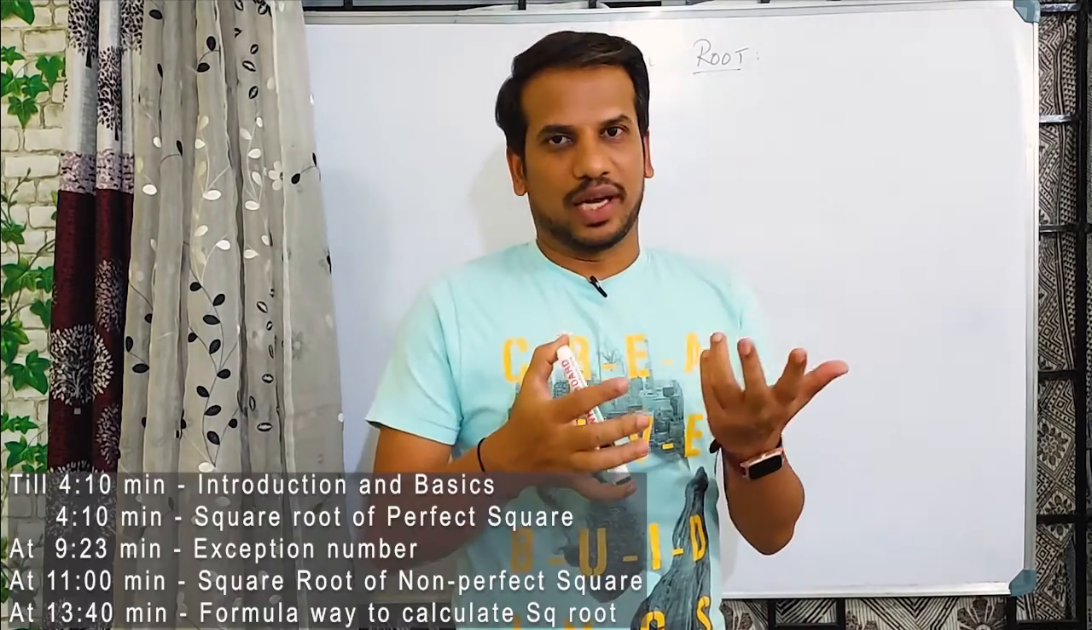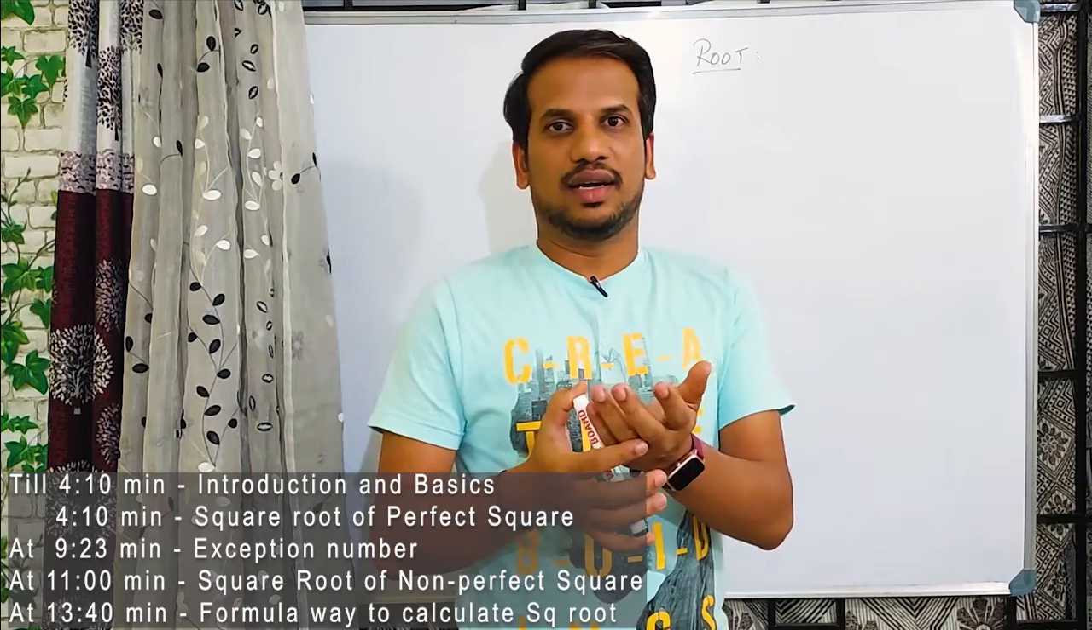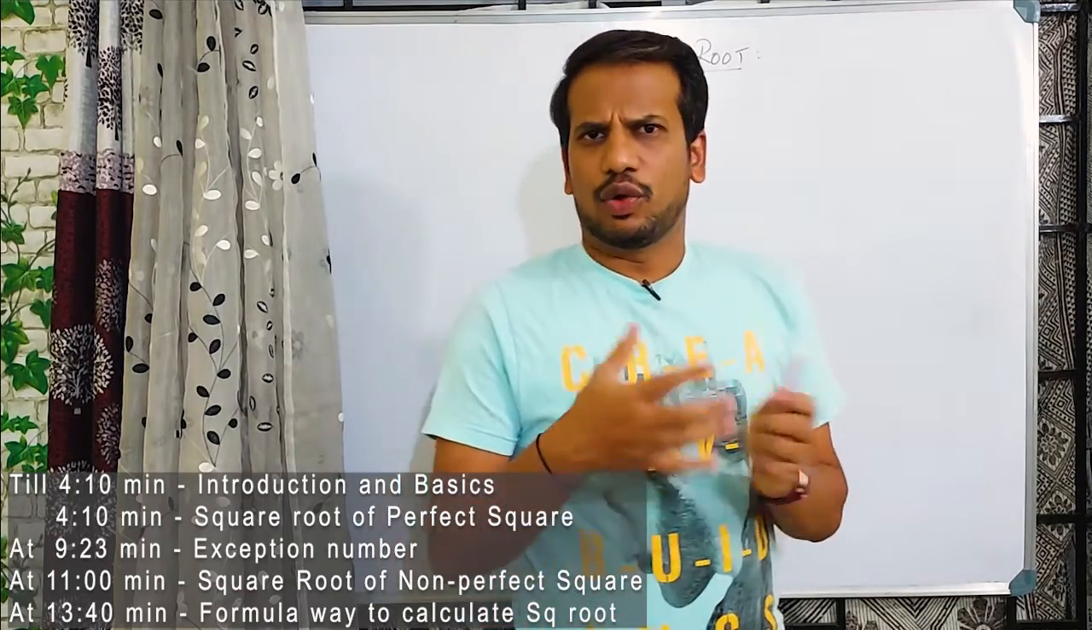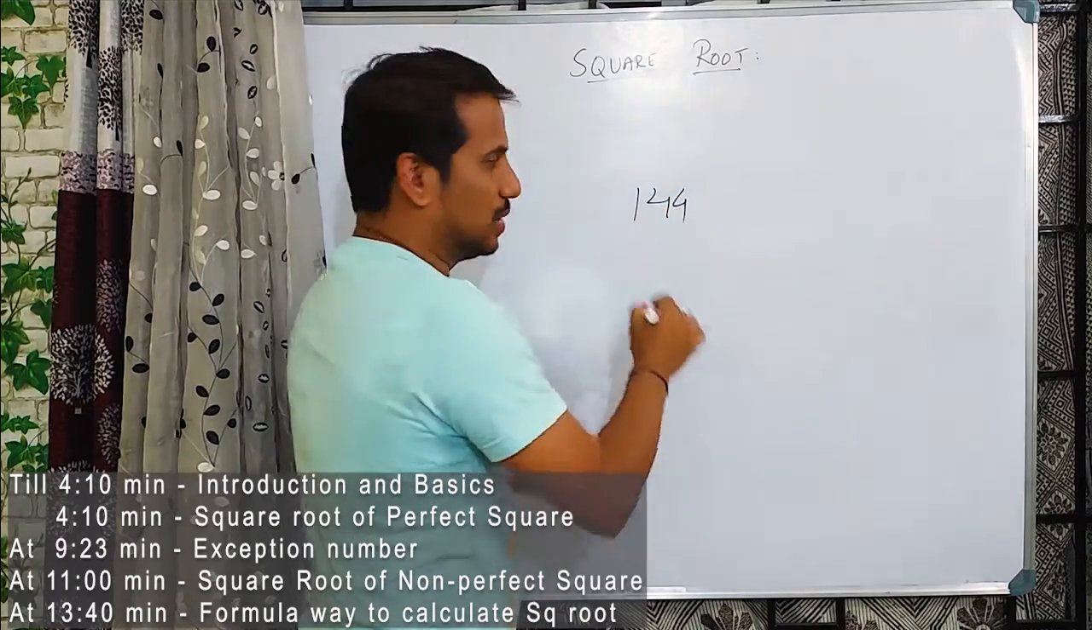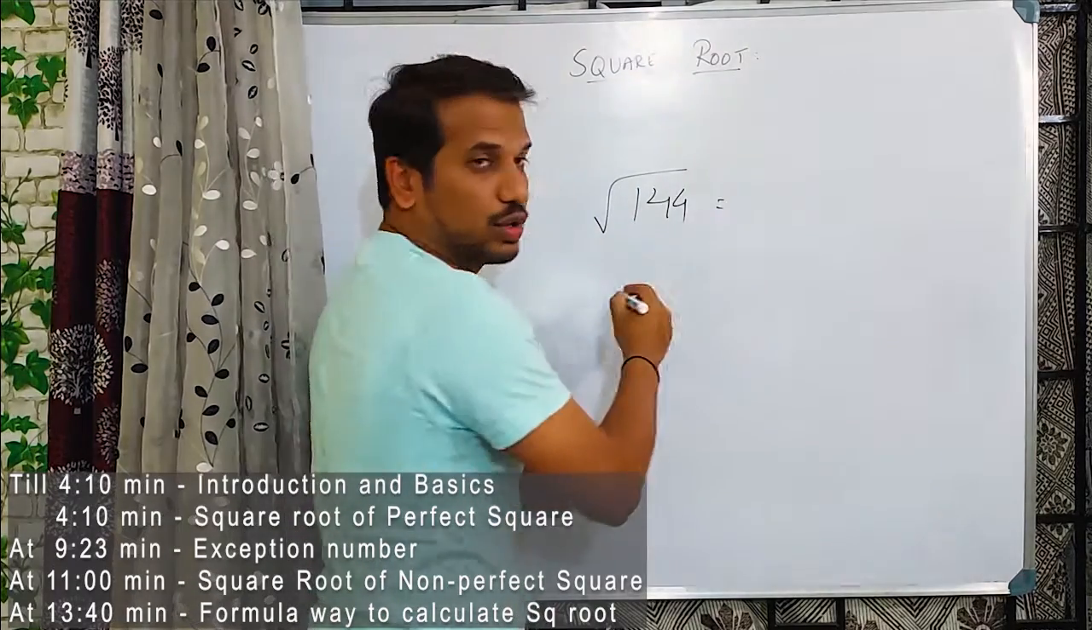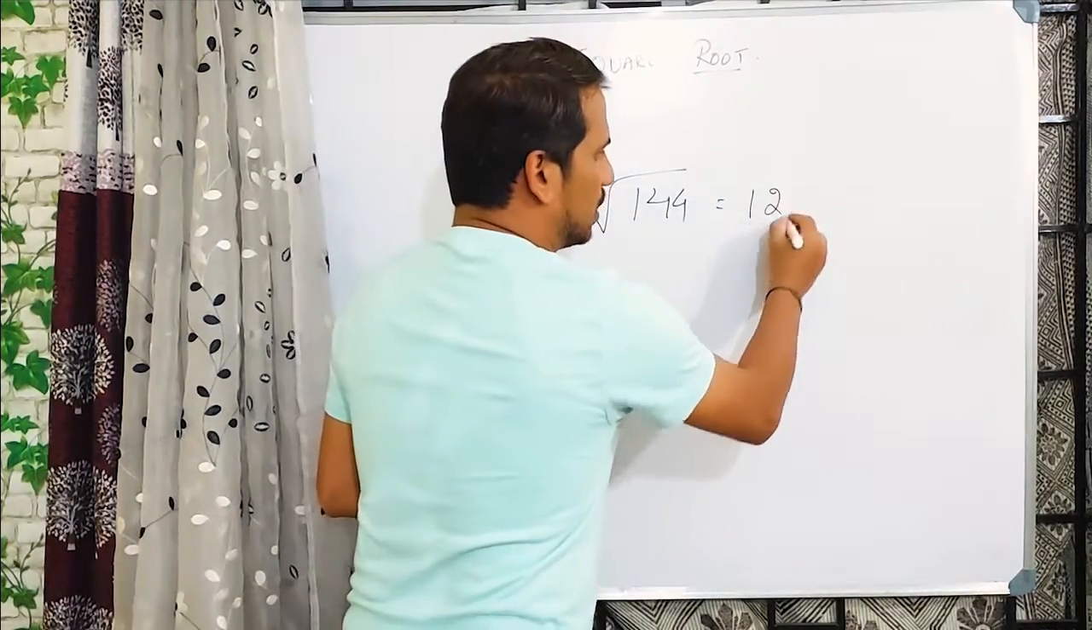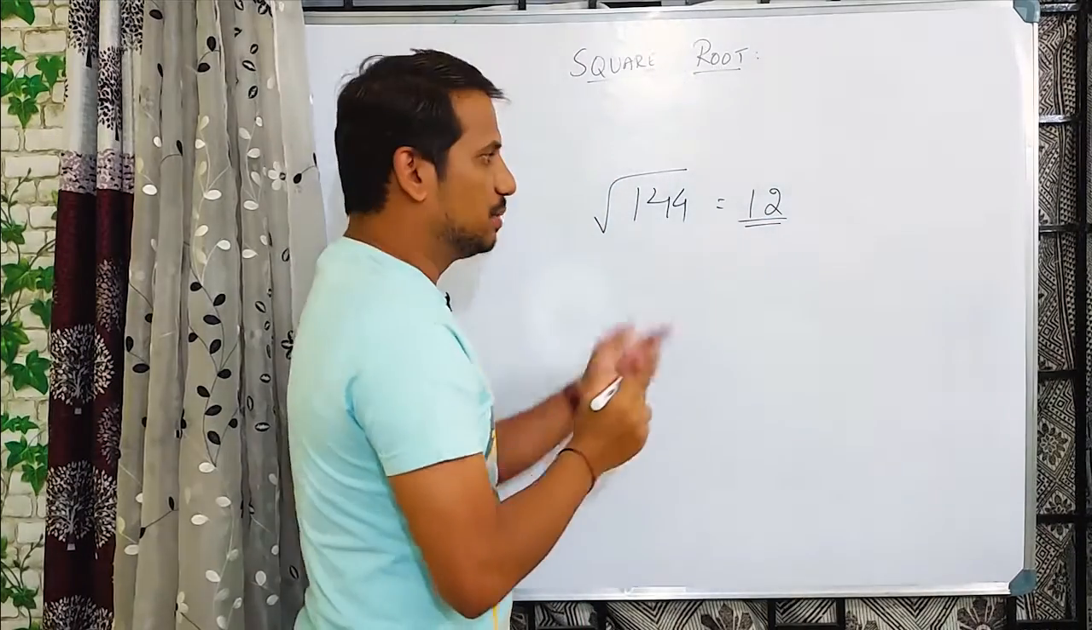Welcome back. In this video, we'll see how to find a square root of a number. Among the numbers, there are two types. One is a perfect square and the other is a non-perfect square. Now what do you mean by perfect square? 144, we know the square root of 144 is 12. That's a whole number. The number is complete.